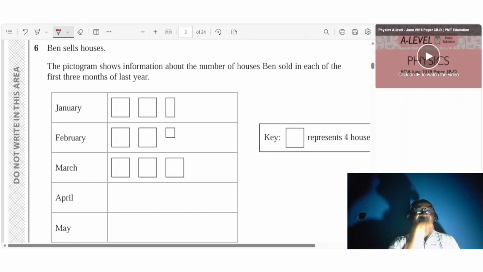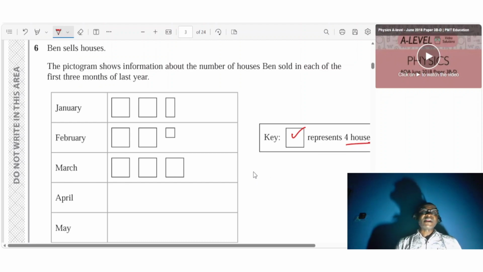They said Ben sells houses. The pictogram shows and they gave us the key. It shows information about the number of houses Ben sold in each of the first 3 months of last year. So each square represents 4 houses. So how many did Ben sell in January? He sold 10 in January. 10 is correct in January.